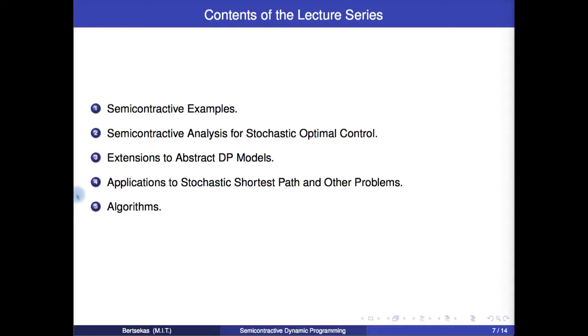Finally, we're going to discuss algorithms of the classical varieties such as value iteration and policy iteration, but also more exotic versions, for example, versions that can be operated asynchronously or involve some kind of weaker conditions for convergence, and this is going to be done in the last lecture.